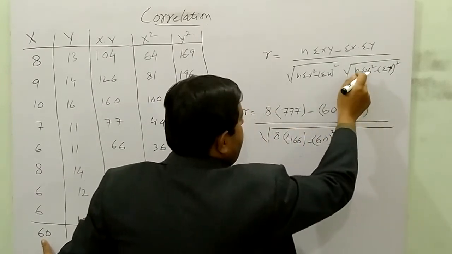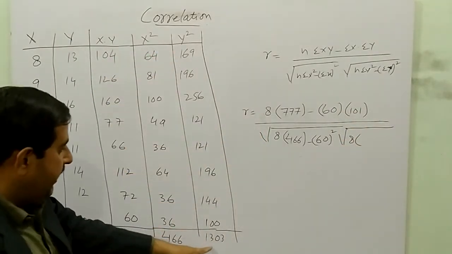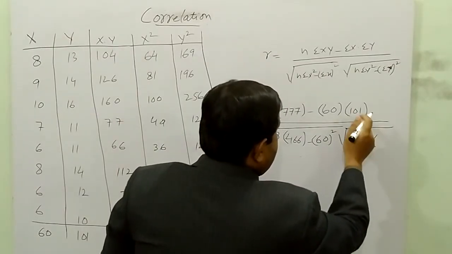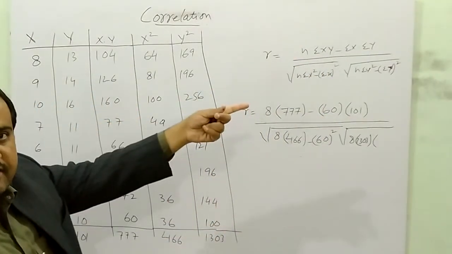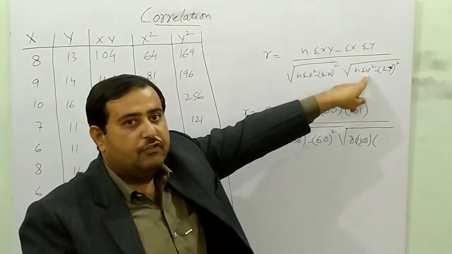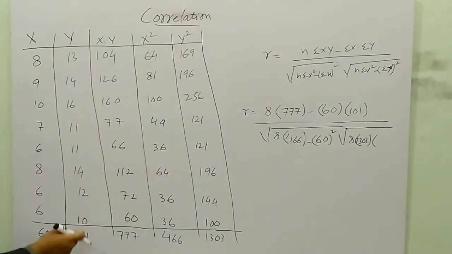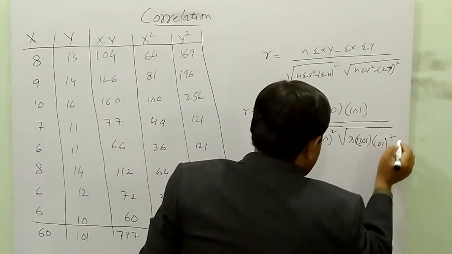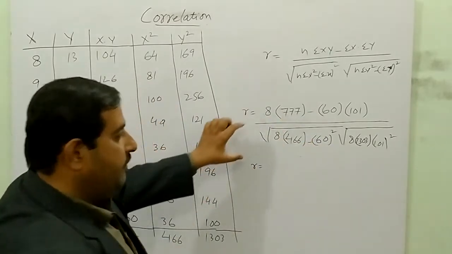Also n is 8, multiplied by summation of y square, which is 1303. Then minus summation of y whole square, not summation of y square. It's the summation of y whole square. Here the sum of y is 101 and its whole square. After the calculation of this, we will find all these values.